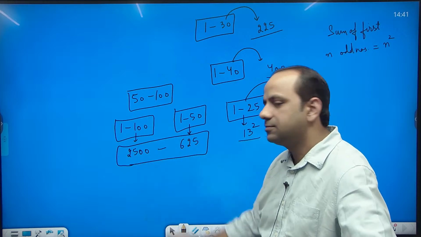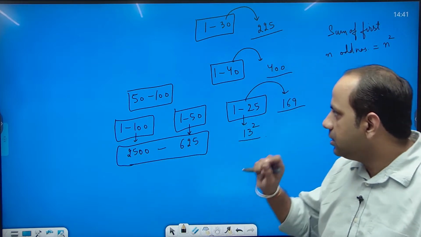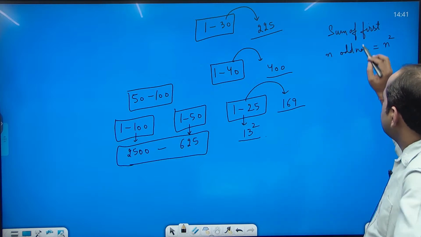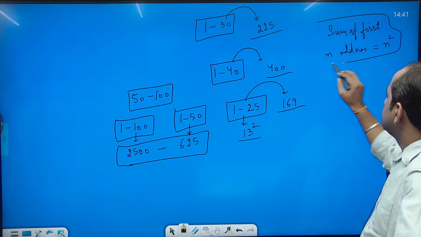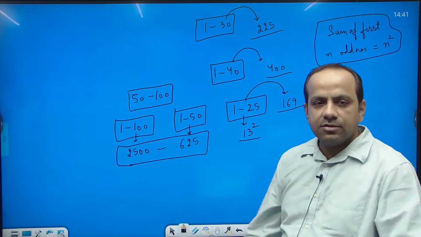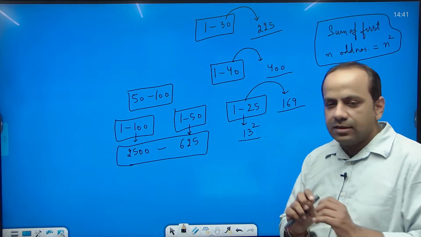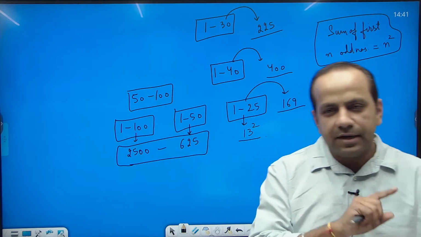Any doubt in this? I hope this is clear. So only one single point: the sum of the first n odd numbers is n square. Okay. And this is your second class. But I keep on reminding you one thing, that all these dots are interconnected.